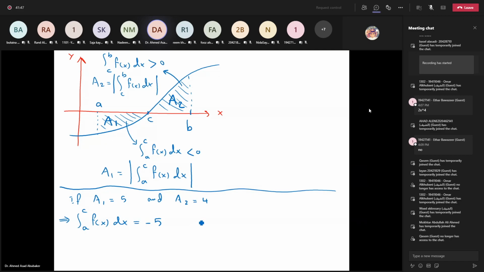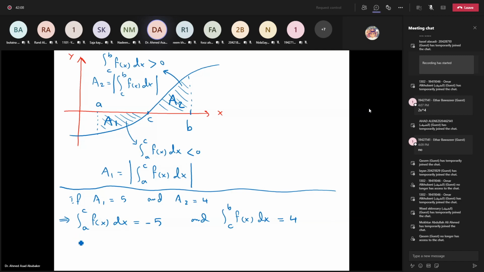Also, from C to B, the integral of f of x equals 4, because this is positive. So the integral is also positive because the curve is above the x-axis.